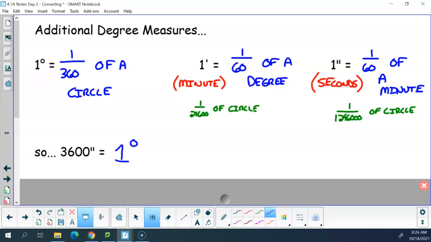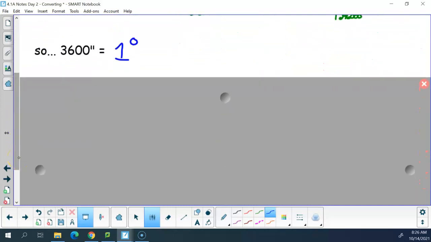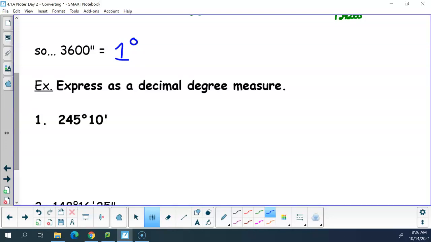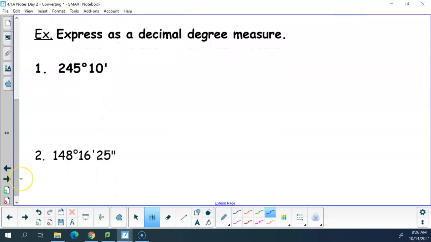So we are going to work now for the last 10 minutes here on converting from degrees, minutes, seconds to decimal degrees, or from decimal degrees to degrees, minutes, seconds. It is relatively easy. The nice part is that the degree measure, in this case the 245 degrees that we have there, is always going to be there. That's your starting point. So if it's 245 degrees, 10 minutes, you're going to have 245 degrees point something. If it's 98 degrees, 17 minutes, you're going to have 98 degrees point something. That's the nice thing.